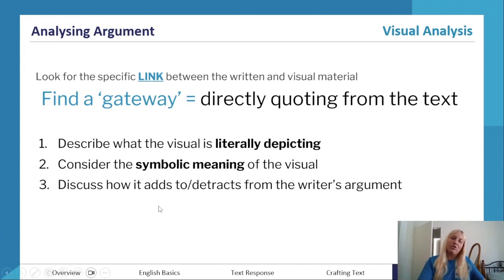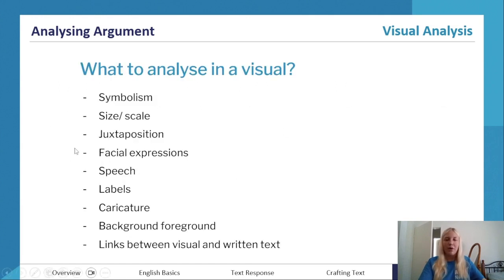And after that, choose 1 to 2 things to conduct the what, how, why process for. Make sure to use correct meta language when analyzing visuals as well. And discuss how that visual adds to, it usually does, the writer's argument as part of that.